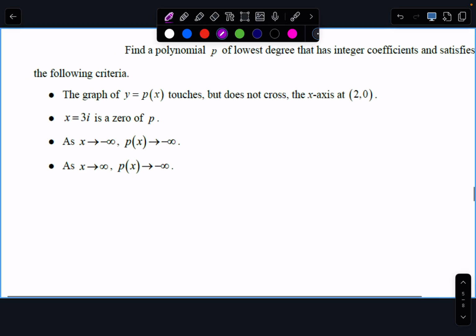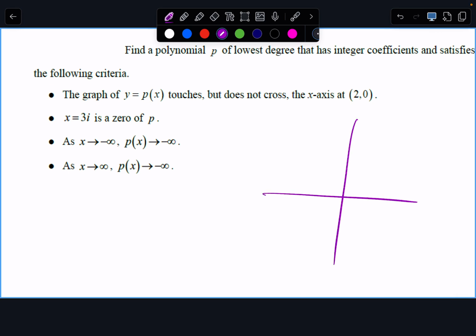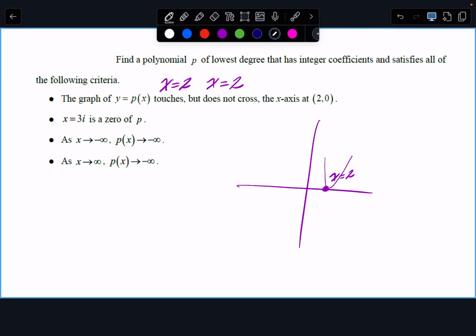Okay, the graph touches but does not cross. Okay, let's draw a visual aid here. The graph touches but does not cross at 2, 0. So x equals 2. It touches but doesn't cross. Doesn't that mean they're trying to tell us something about that 0? It's a multiplicity of at least 2. Could be 4, could be 6. So let's go x equals 2, x equals 2. We'll do the least and then see if we need to do more than that later. Then it says, and right here it said, find a polynomial of lowest power. So we are going to pick the lowest amount possible too.